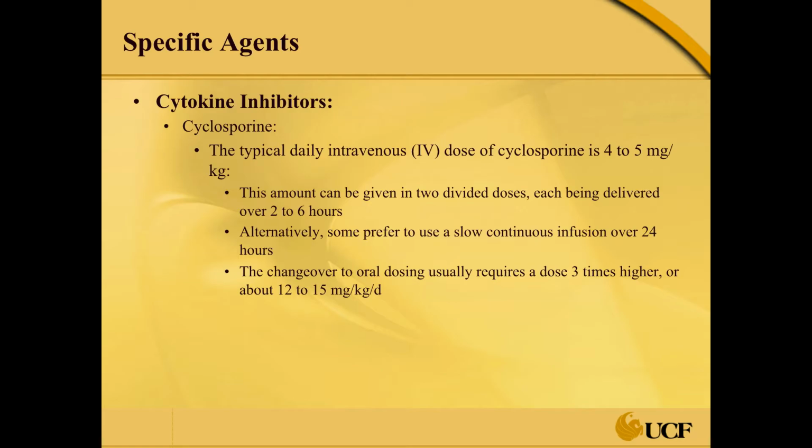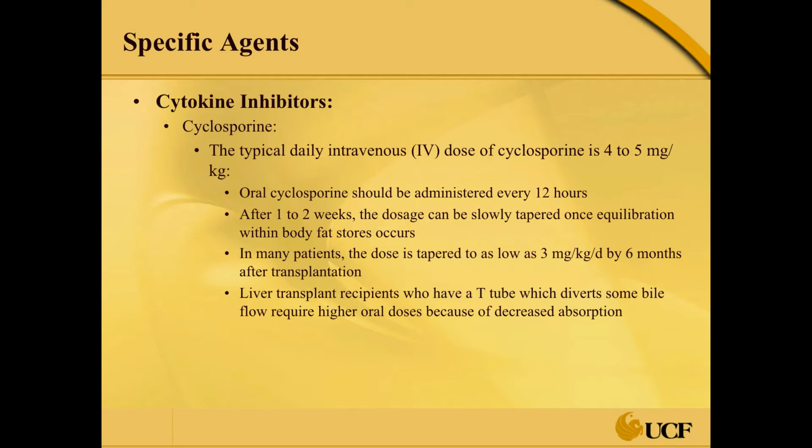The typical dose of cyclosporine is about 4 to 5 milligrams per kilogram given through a daily intravenous dose. The amount can be given in 2 divided doses, each being delivered over 2 to 6 hours. Or some people prefer to use a slow continuous infusion over 24 hours. And the changeover to oral dosing requires a dose 3 times higher, or about 12 to 15 mg per kg per day. Oral cyclosporine should be administered every 12 hours.